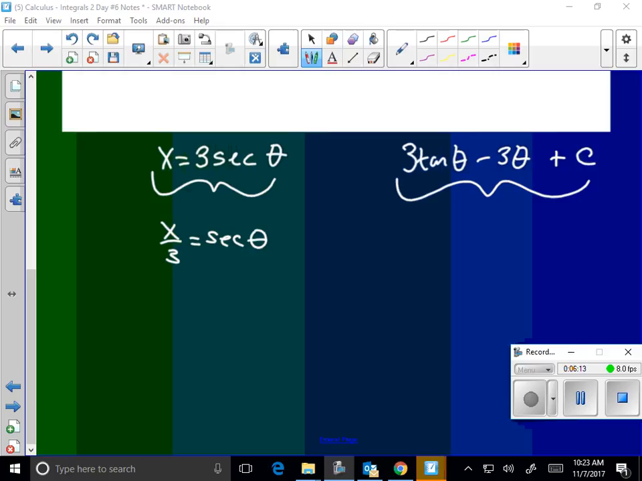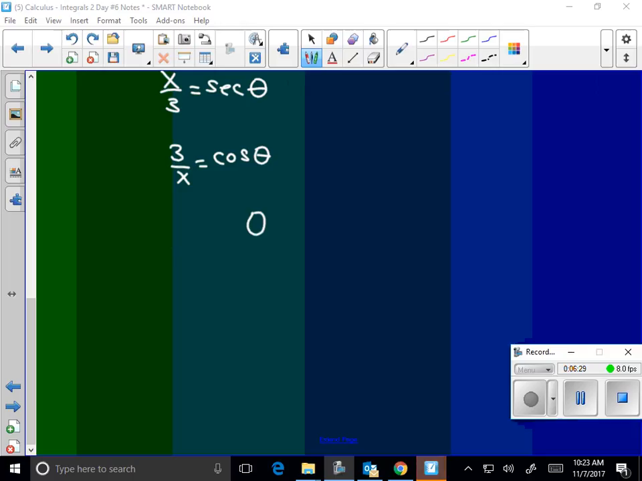I like working with cosine a lot more than secant, so I can flip this over since they're reciprocals. Okay, so how can I isolate cosine? Or excuse me, theta? Arc cosine. So theta equals the arc cosine of 3 over x. Okay, we got theta. Now let's plug it back in.